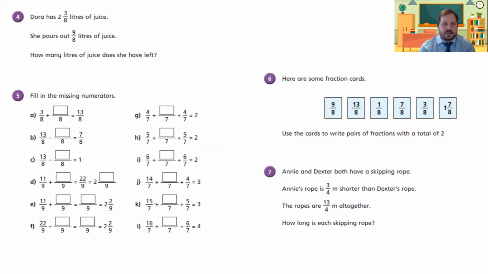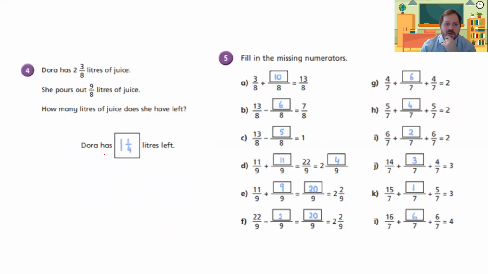Okay, let's go through the answers. So first one, number 4. Dora has 2 3/8, and she pours out 9/8. How much does she have left? So the idea would be you do 2 3/8 minus 9/8. She's pouring it out. Now we've got to say what 2 and 3/8 is the same thing as. 2 times 8 is 16, plus that 3 is 19. Minus those 9/8 equals 10/8.